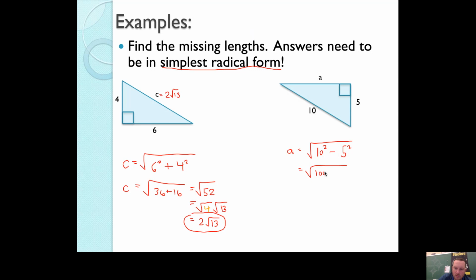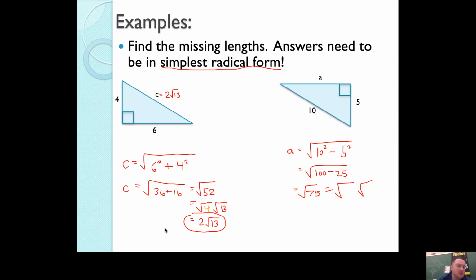10 squared is 100. 5 squared is 25. It helps to know your perfect squares. It just makes things easier and quicker. 100 minus 25 gives you 75. So I have a radicand of 75. What is the square root of 75? Is 75 a perfect square? It's not. But there is a perfect square that goes inside of it.